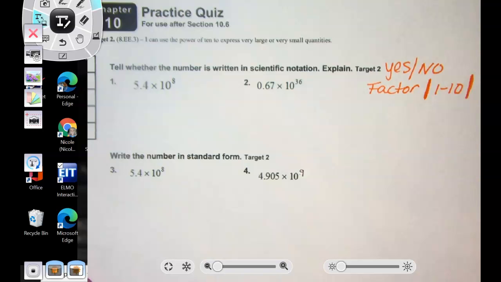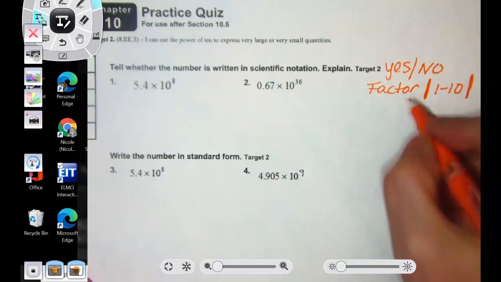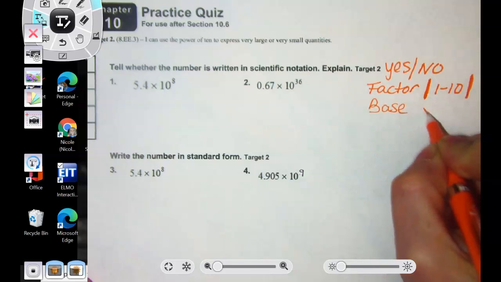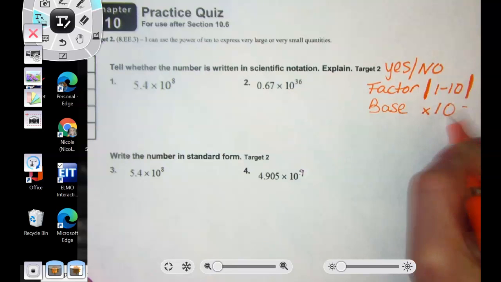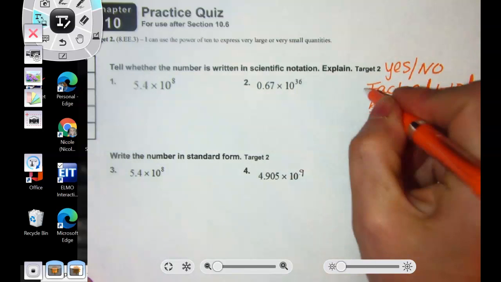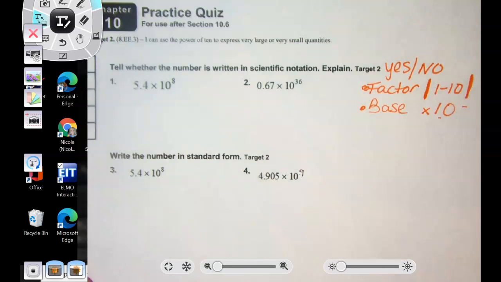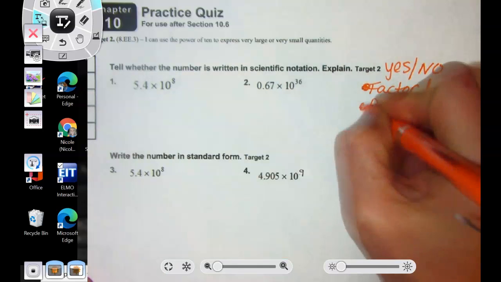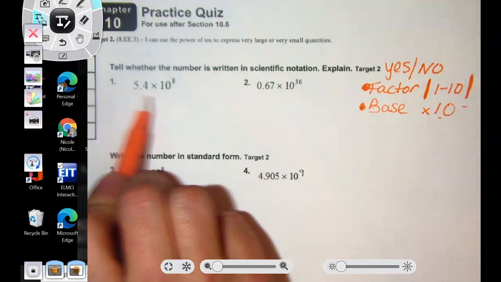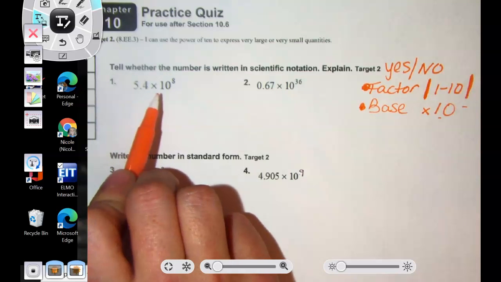So absolute value just means a positive or negative factor. And then we also need to make sure about the base. That's where it's times 10 to some power. So the base always has to be 10. Those are the two things we look at to decide whether to say yes or no. So looking at number 1, we're not solving this. We're just telling yes or no whether it's in scientific notation.